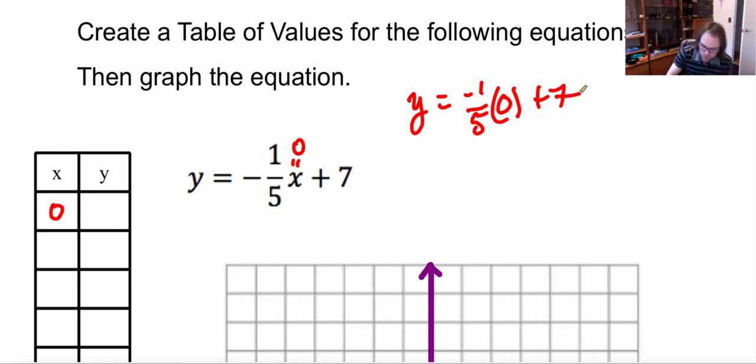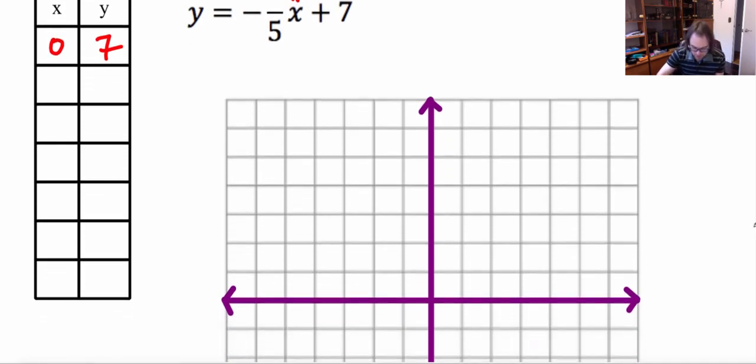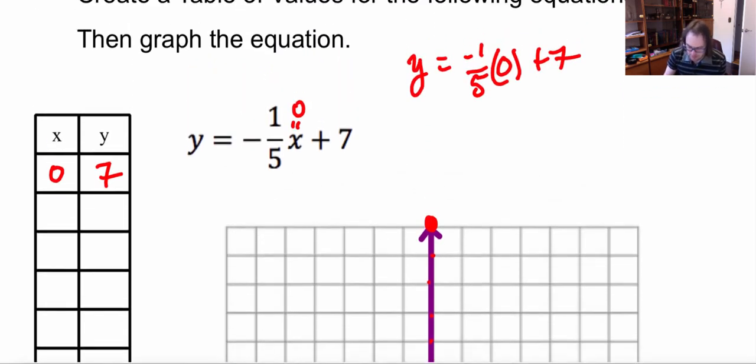So what's negative 1 over 5 times 0? That's going to be 0. Plus 7 is 7. And that makes sense because this will tell me my y-intercept. So I'm going to plot that point here. So I'm going to have 0, comma 7. 1, 2, 3, 4, 5, 6, 7. So there's my first point.